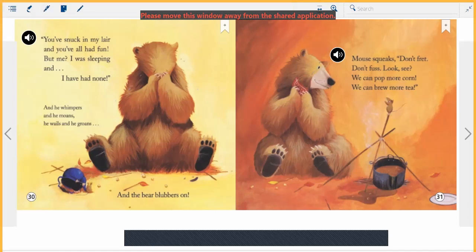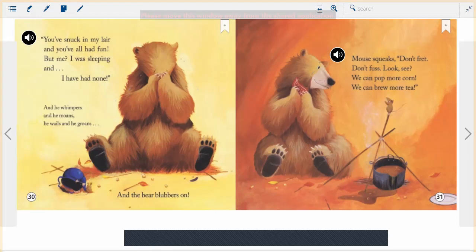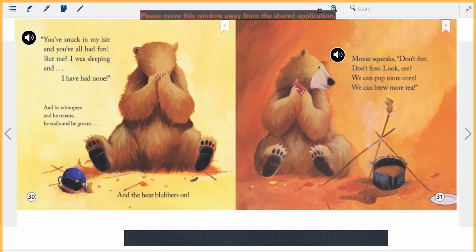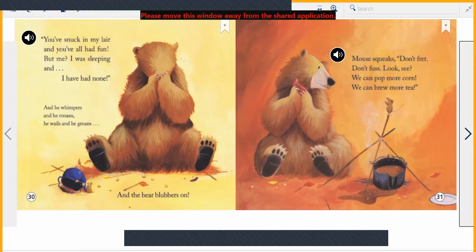Why does Mouse offer to make more tea and popcorn? Because Bear is sad that he missed all of the fun. Bear didn't have anything to eat while all the other animals were eating.